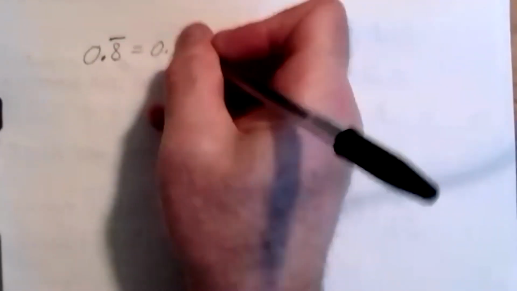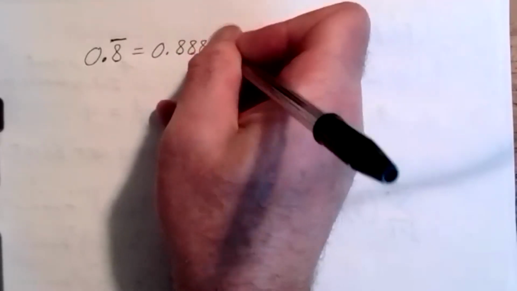What digit do you think repeats forever here? 8. Yeah, 8 does. That's a very compact way of saying that we have a repeating decimal where the 8 repeats forever, literally to infinity.